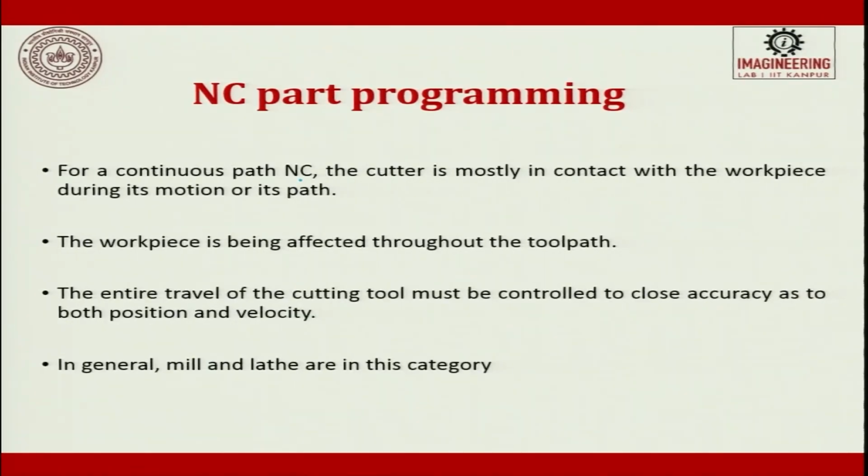For a continuous NC machine, the cutter is mostly in contact with the workpiece during the motion. The workpiece is being affected throughout the tool path. The entire travel of the cutting tool must be controlled to close accuracy as to both position and velocity, right. And in general, milling and lathe machines fall in this category.